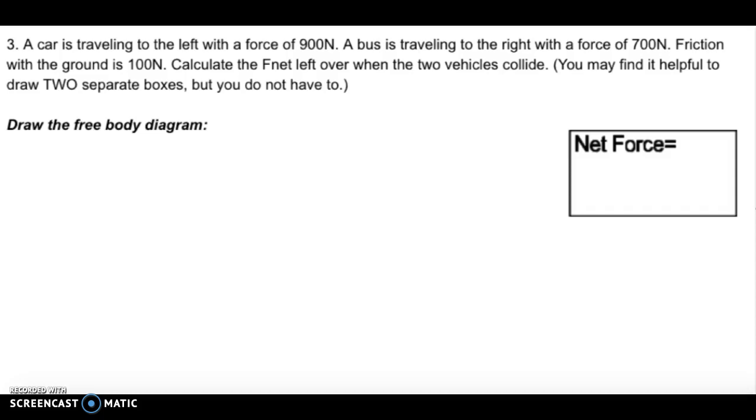Problem 3. A car is traveling to the left with a force of 900 newtons. Bus is traveling to the right with a force of 700 newtons. Friction with the ground is 100 newtons. Calculate the F net left over when the two vehicles collide. You may find it helpful to draw two separate boxes, but you don't have to. I am going to draw two separate boxes for this because I do think it is helpful to see it that way. So I'm going to draw a box for car number 1. I'm going to draw a box for car number 2.